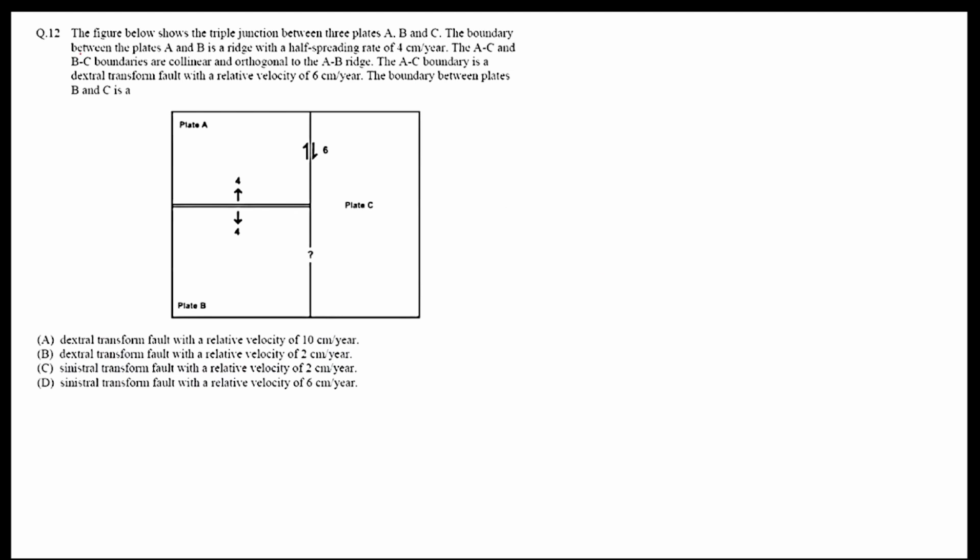Let us solve one more question. This was asked in GATE examination. I do not remember the year, but this was asked in GATE geology. So let us read out the question.